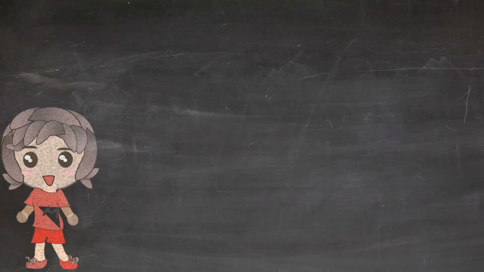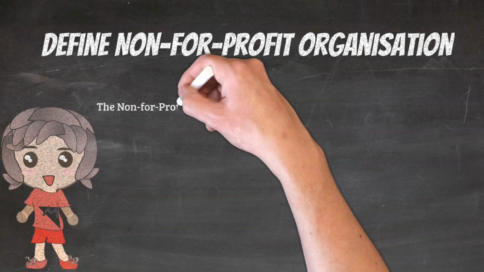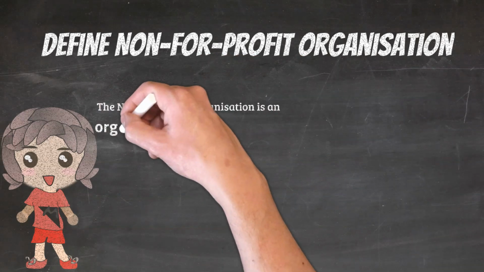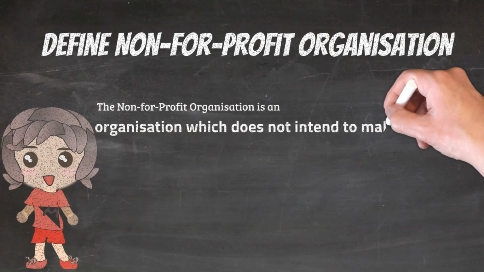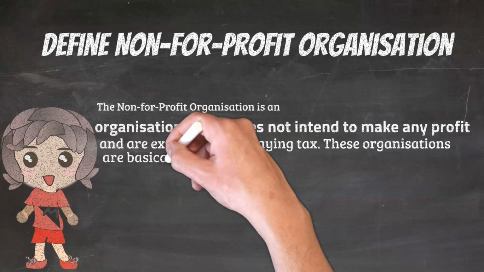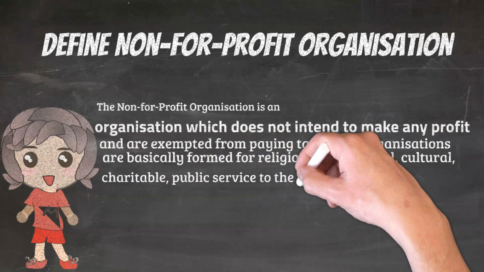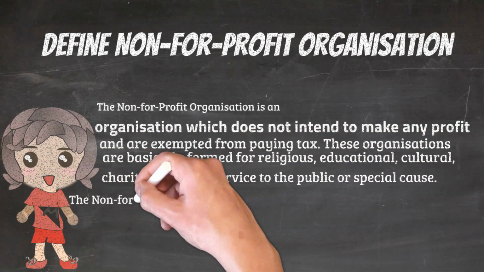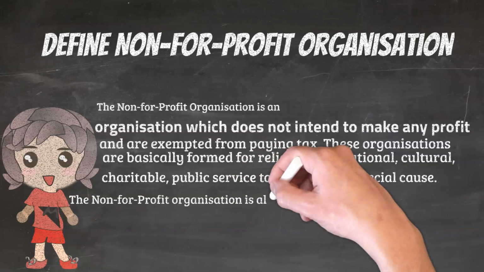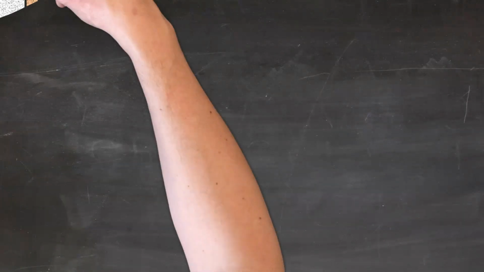Now let's start. Define not-for-profit organization. A not-for-profit organization is an organization which does not intend to make any profit and is exempted from paying tax. These organizations are basically formed for religious, educational, cultural, charitable, public service to the public or special cause. A not-for-profit organization is also known as a non-profit organization.